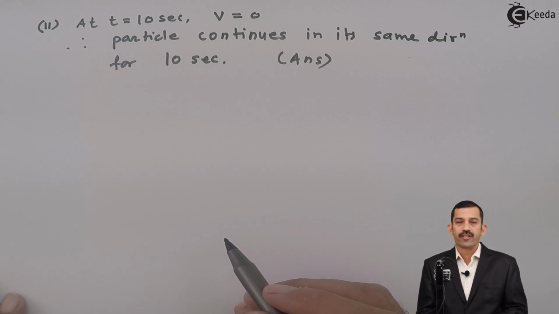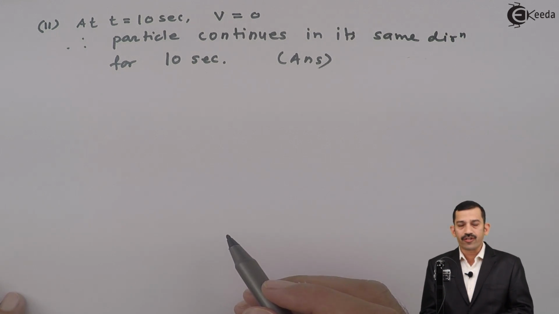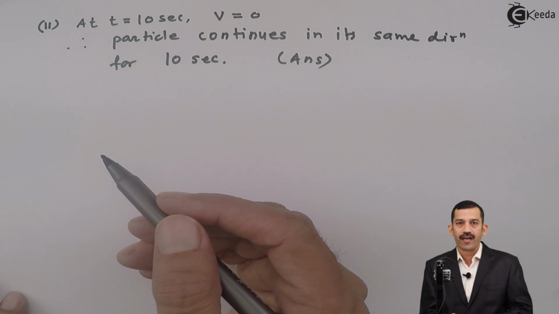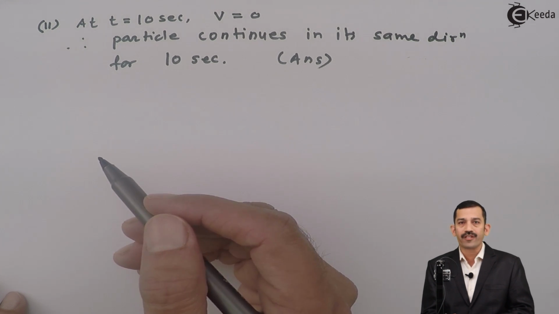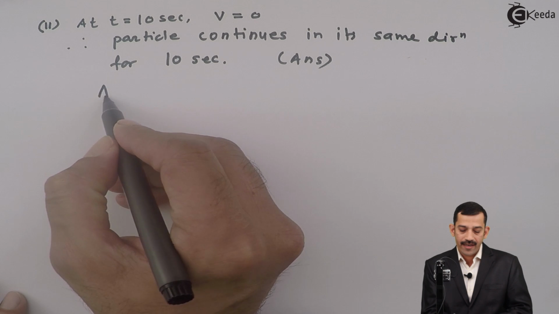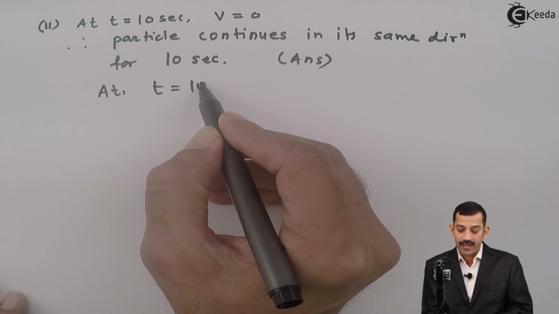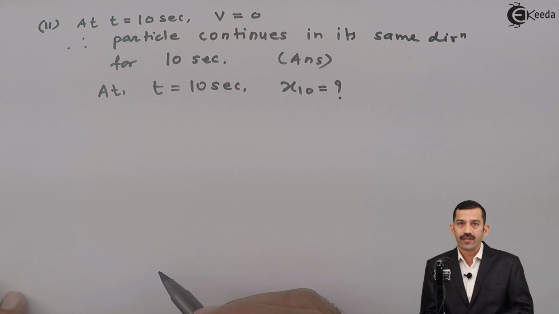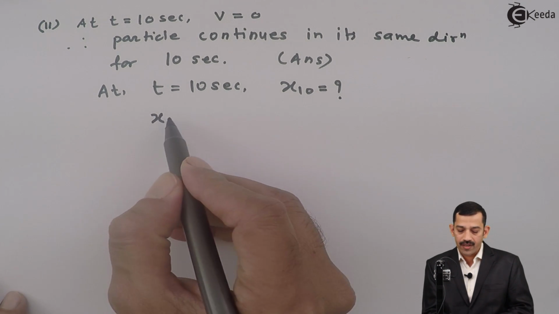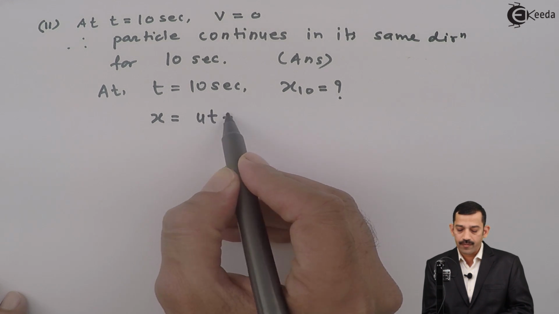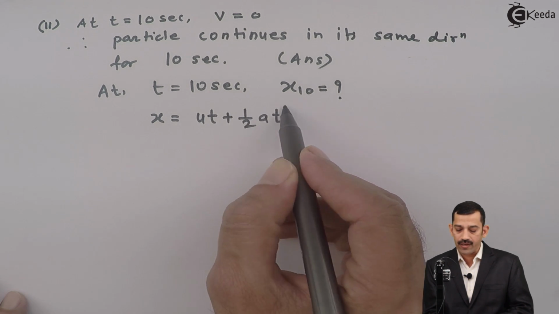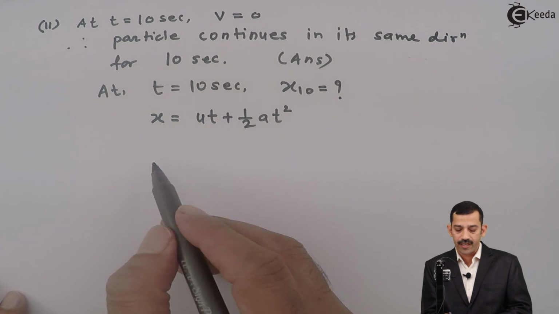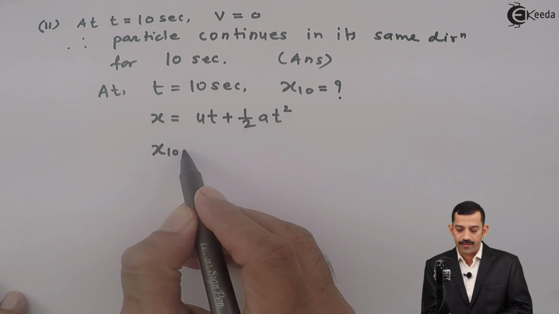Next we have to find out its velocity. The velocity is 0. Now the displacement and distance travelled by the particle. To find the displacement and distance travelled, we will find the position at t equal to 10 seconds. Using the equation x equal to ut plus half at square, we will substitute the values of initial velocity, time instant, and acceleration, and you will get the position at 10 seconds. We will write this position with suffix 10.